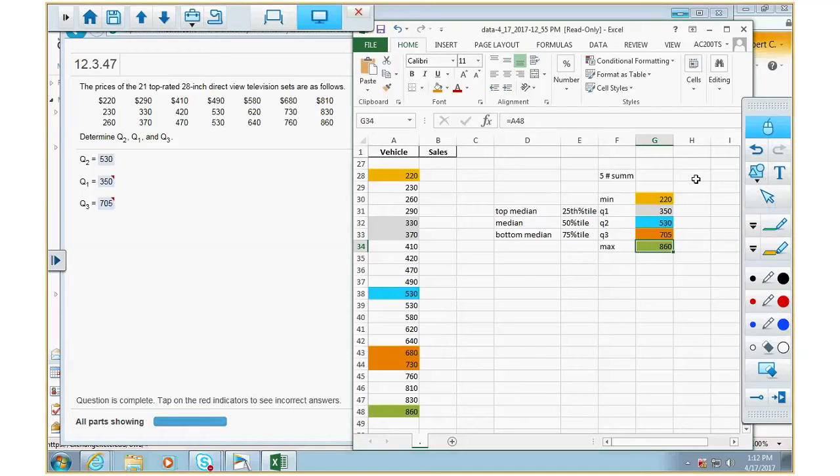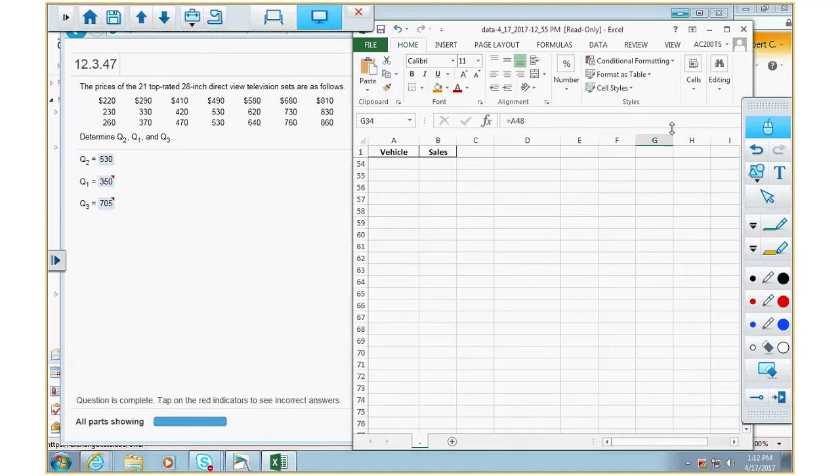Now, what if you've got an even amount? Let's go down here and I'm going to give you 10 numbers. 20, 21, 21, 22, 23, 25, 25, 30, 32, 35. Now do those numbers and find the five-number summary, because it's going to be a little bit different.